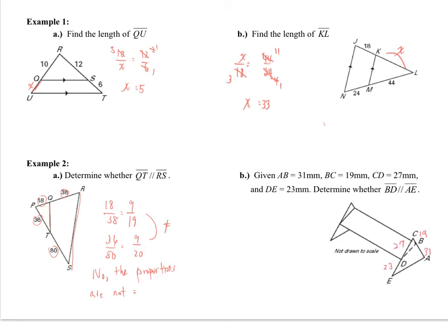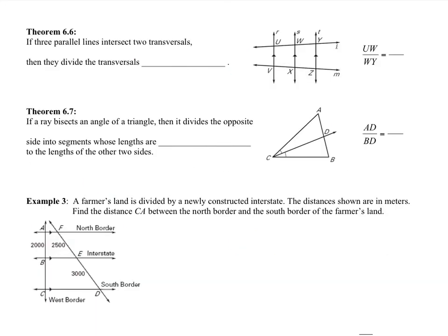Part B, given the information, determine whether BD is parallel to AE. So I can do 27 to 23, and 27 to 23 is not equal to 19 to 31. So again, no. The proportions are not equal.